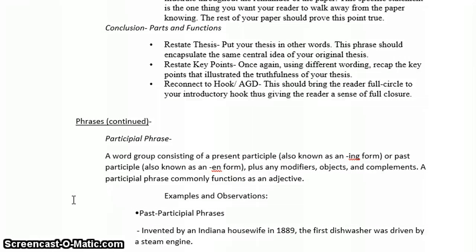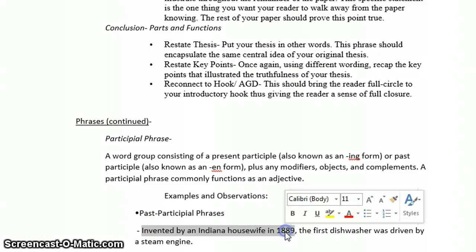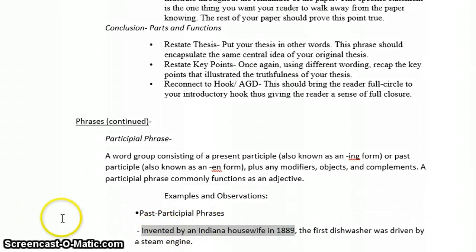We'll start out with the past participial phrase. This is an example here. It says, "Invented by an Indiana housewife in 1889, the first dishwasher was driven by a steam engine." The word here, invented, functions as a participle. Okay, it's taken from the word invent. They added the ed to make it past, and then they've added this whole chunk of words, by an Indiana housewife in 1889, to that in order to help complete the idea. But that's a participial phrase.